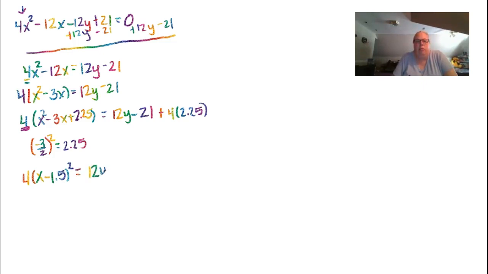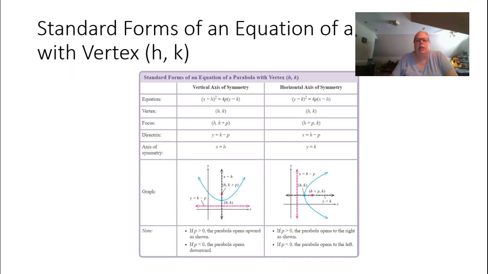And then we'll have 12y. And let's see, 2.25 times 4 minus 21 is going to give us negative 12. So we actually have 12y minus 12 on this side. Okay? All right. Notice in our equations up here, neither one of my squared terms had a coefficient out in the front here.